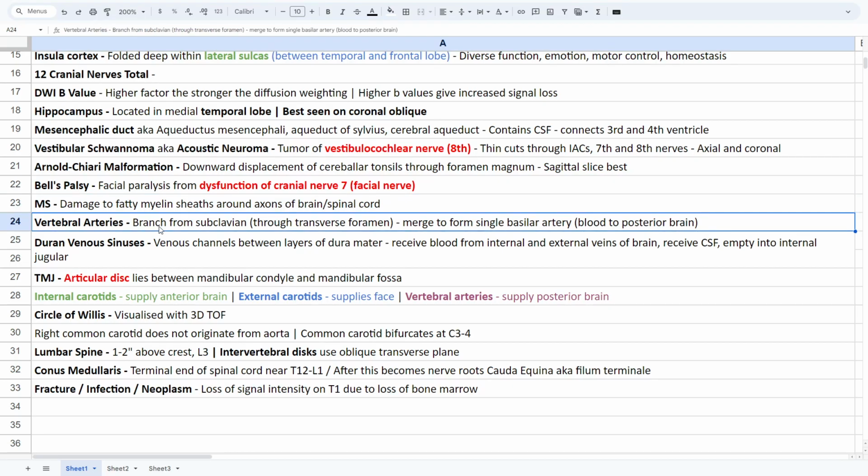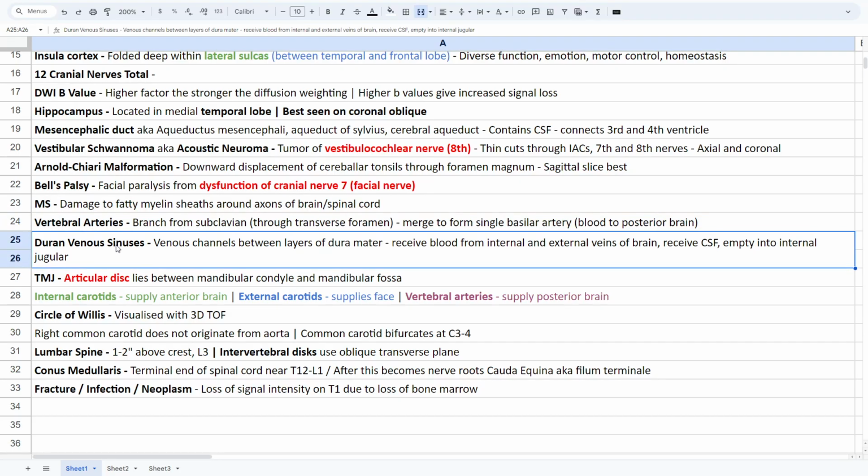Vertebral arteries branch from the subclavian through the transverse foramen, and the vertebral arteries merge to form a singular basilar artery, which gives blood to the posterior of the brain. That's the vertebral arteries.